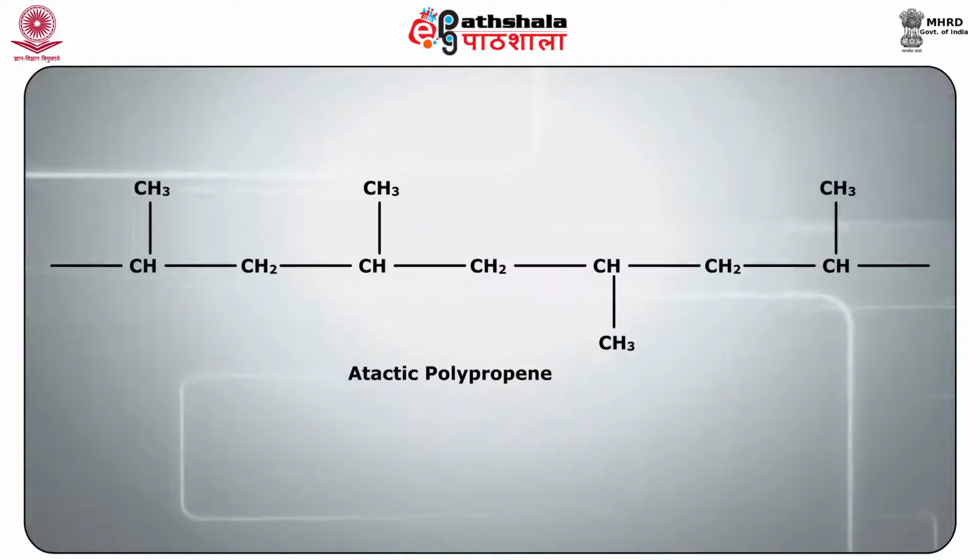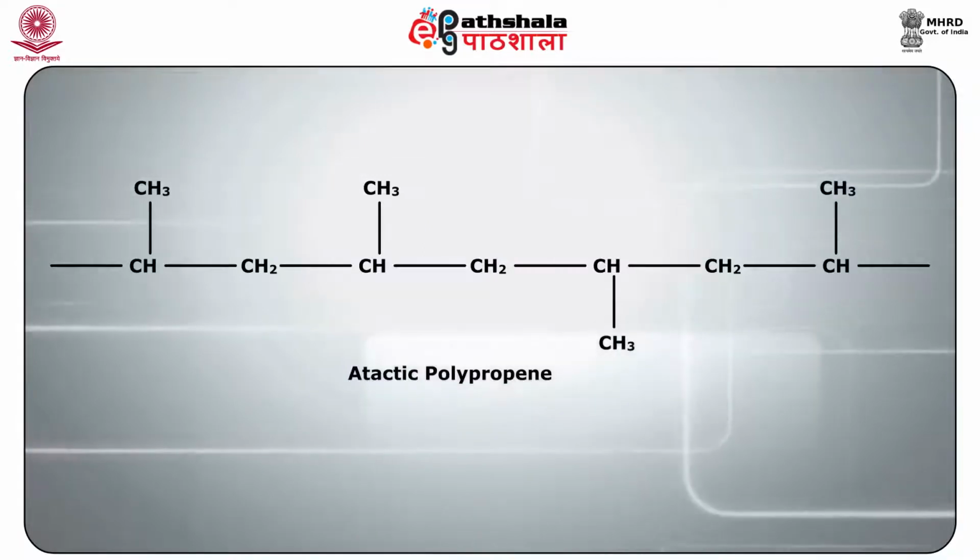Atactic polymers. If the characteristic groups are arranged randomly in an irregular fashion around the main chain, then the polymer is said to be atactic. Such polymers have more strength, effectiveness and elasticity. The structure of atactic polypropylene is shown.